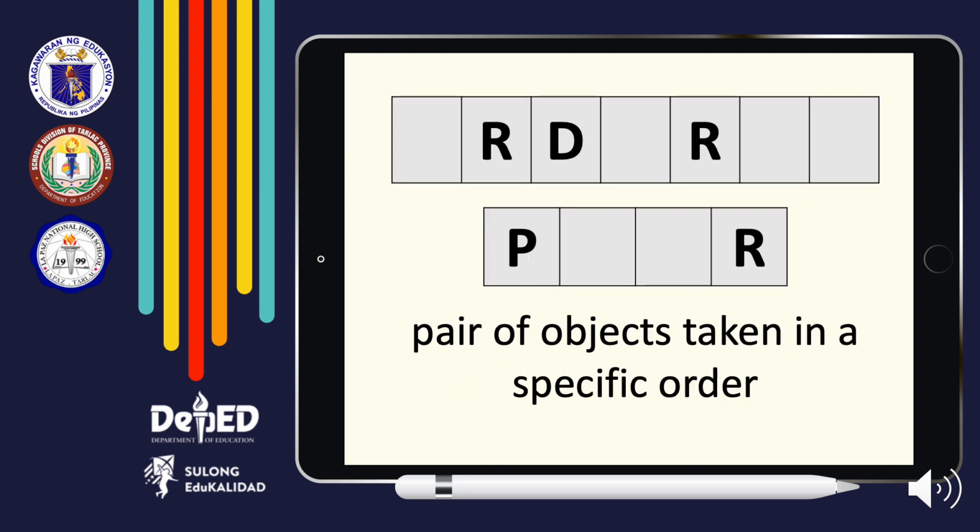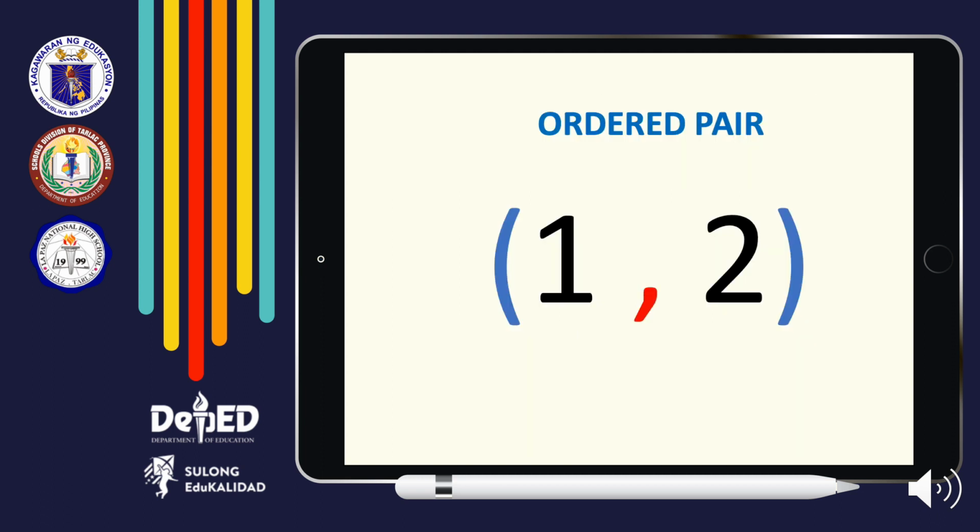How about this? A pair of objects taken in a specific order. This is ordered pair. Correct! Now to clarify about ordered pairs, let us have an example. Remember that an ordered pair is a sequence of two elements. Here we have 1 and 2. They are enclosed in a parenthesis and separated by a comma.